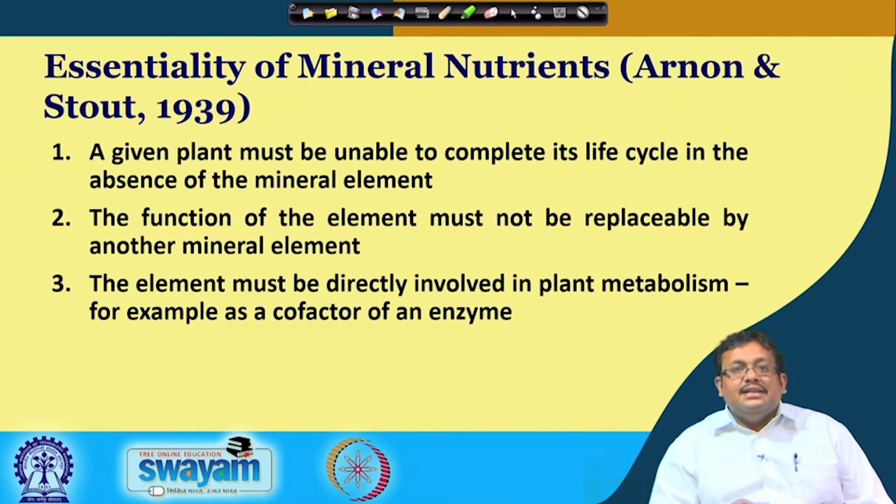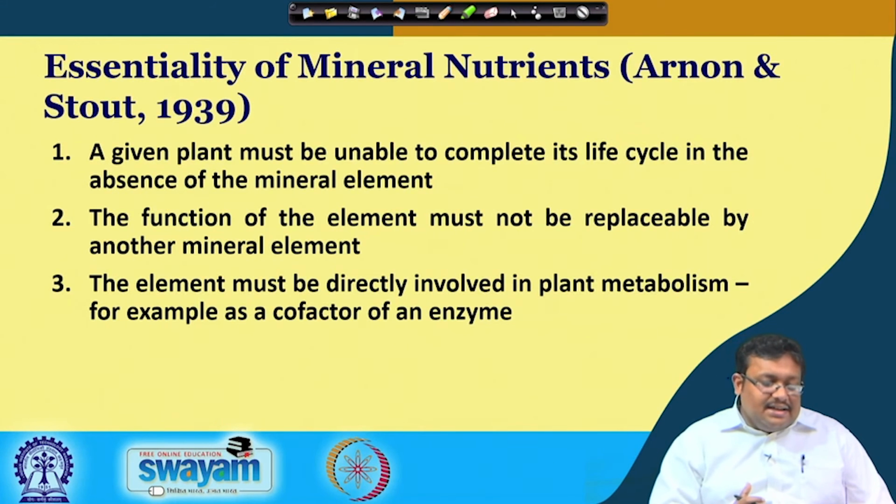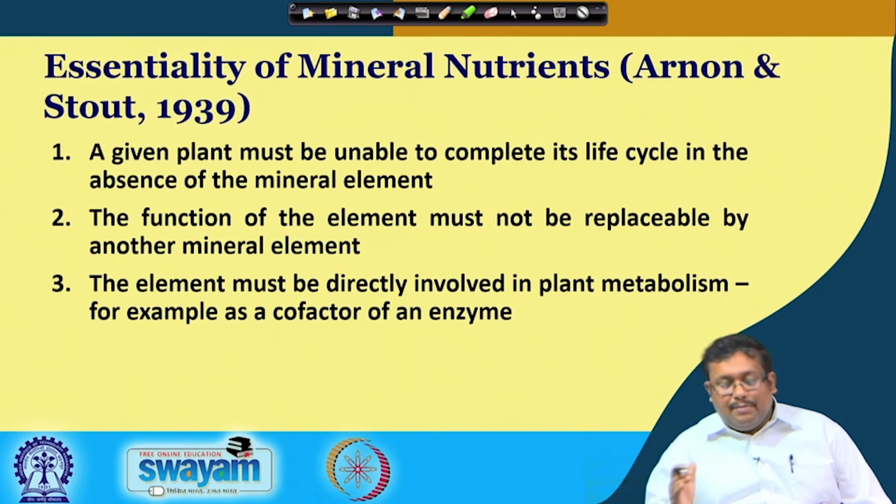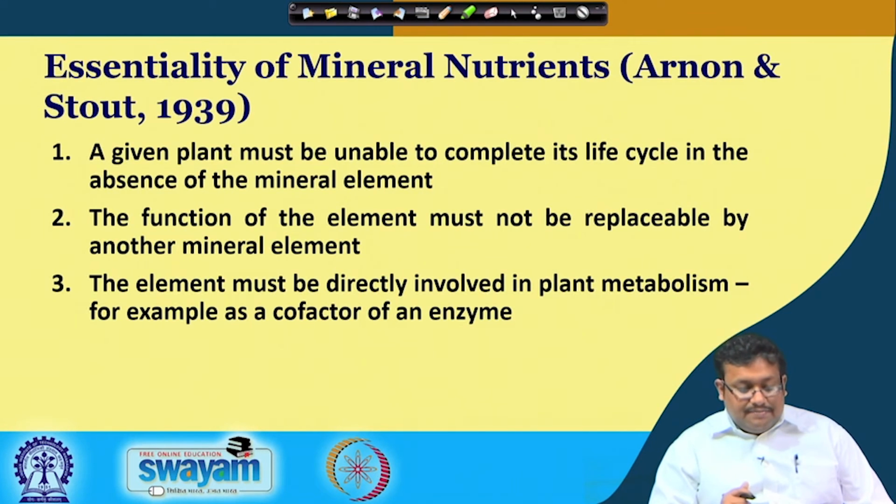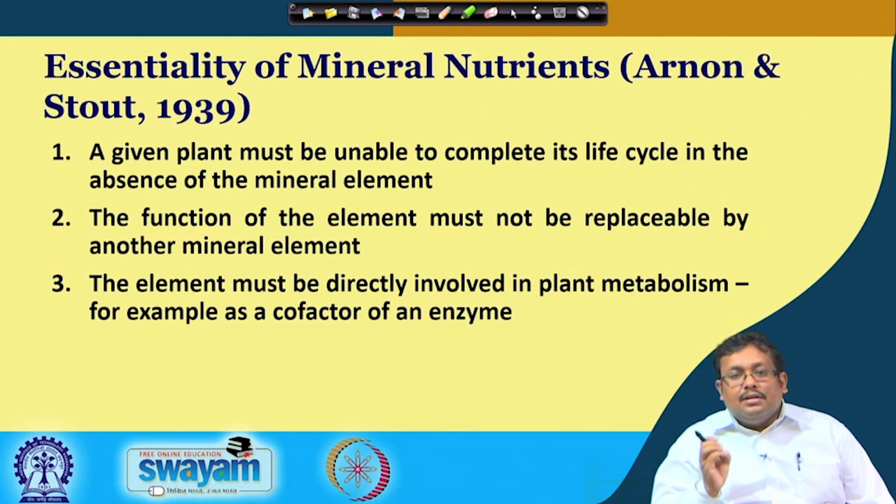For example, the first criteria is the given plant must be unable to complete its life cycle in the absence of that particular mineral element. The second criteria is the function of the element must not be replaceable by another mineral nutrient. And third is that the element must be directly involved in plant metabolism, for example, as a cofactor in an enzyme. When an element conforms to all these criteria, then we call that element an essential nutrient for plant.